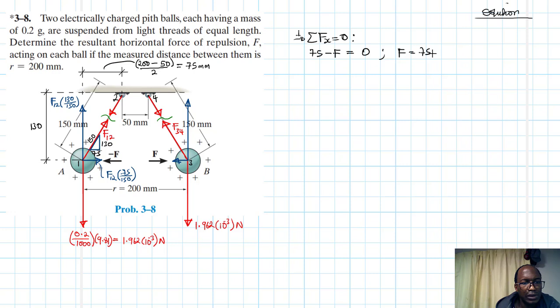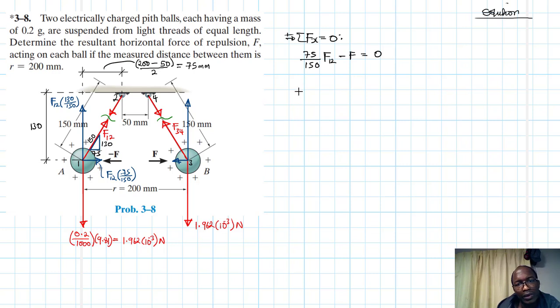Sorry, let's sum up the forces. So we have the summation of forces in the x equal to 0, going in this direction being our reference. What do we have? We have F12 by 75 divided by 150. Then multiply this in advance, put the number in front: 75 divided by 150 times F12 minus F equal to 0.